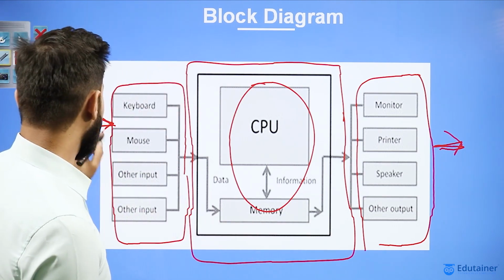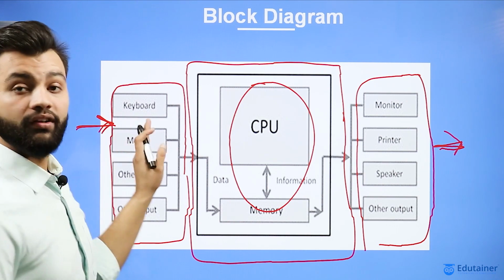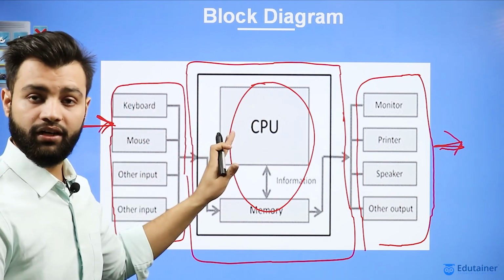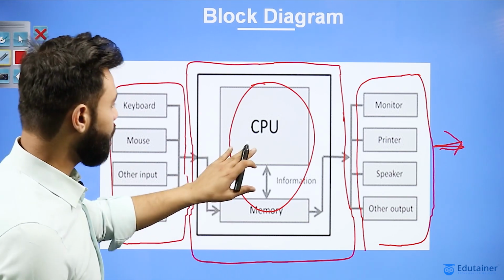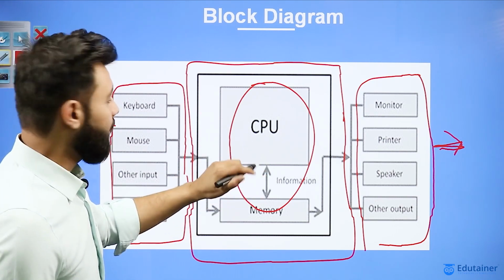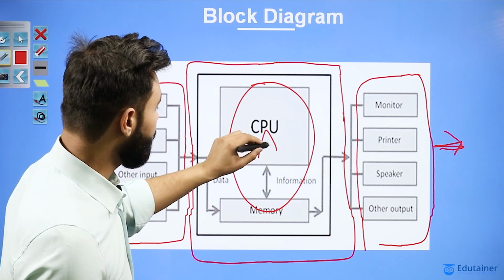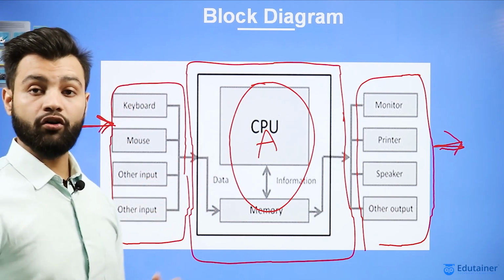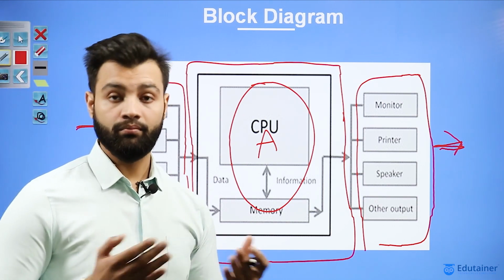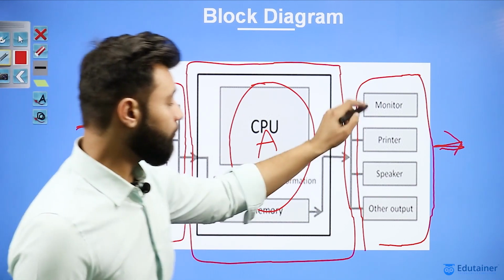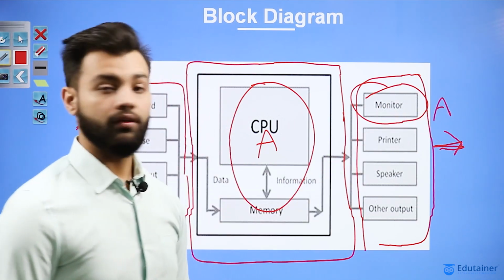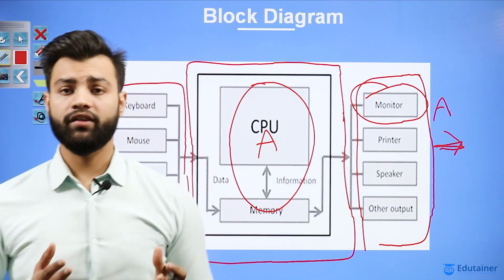For example, I'm using a keyboard, which is an input device, and I'm writing A. In a binary or electrical pulse form, it will come over here. Then it will tell the computer, or the CPU, that it got an input A from the user. So on the monitor, it will display A. Okay, so this is just a block diagram.